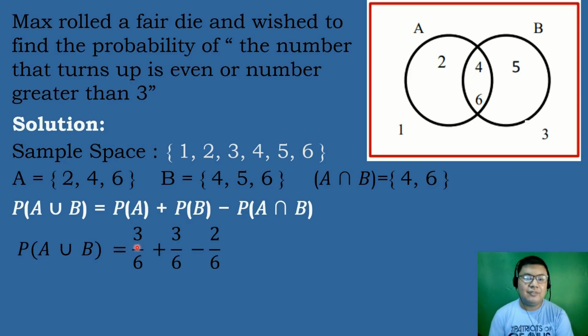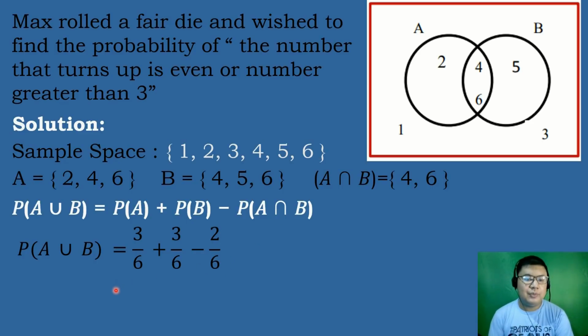So we have 3 over 6 for the probability of event A plus the probability of event B. We have the possible event outcomes, which are 4, 5, 6, which is equal to 3, all over 6 again, the total number of sample space, minus the probability of A intersection B. So for A intersection B, we have 4 and 6, which is equal to 2, all over the total number of sample space, which is 6. So that is 2 over 6.